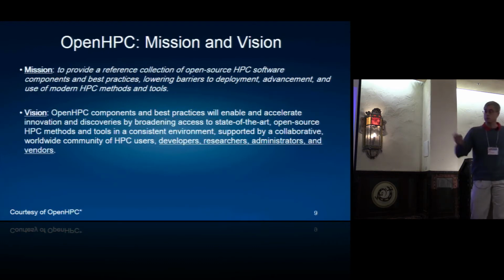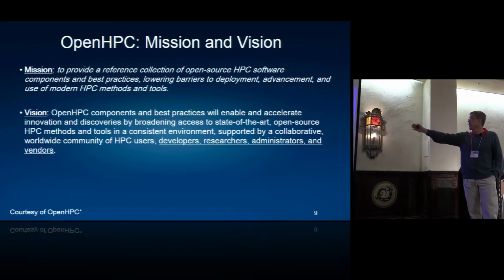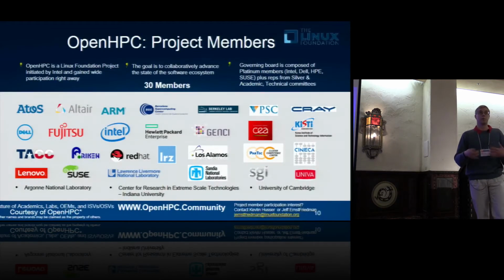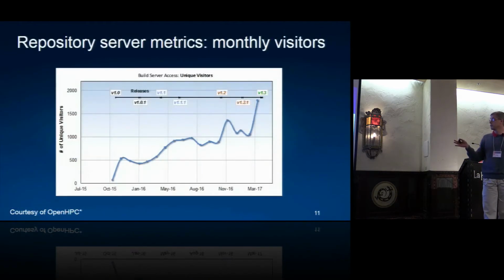And again, in the words of OpenHPC, this is what their mission is: to provide this reference collection of open source HPC software and to enable the best practices that are going out there in a community. It's really a place where folks who understand how to do this can come together and other people can leverage a lot of this replicative and duplicative work that needs to happen. As I mentioned, there's 30 members. Here is the list of them.